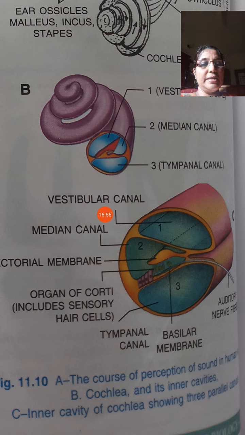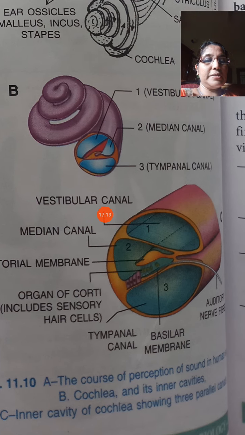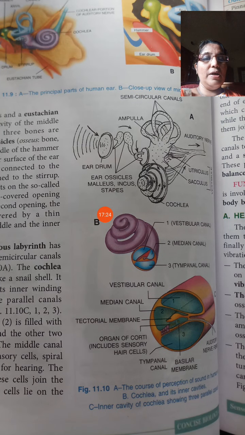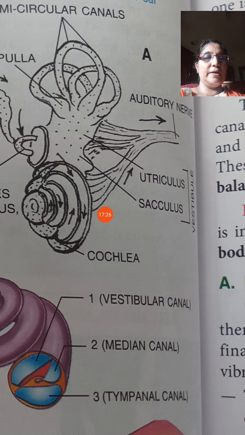Here you can see in the middle chamber the basilar membrane. Here the sensory cells are there. That part is known as the organ of Corti. Sensory hair-like cells are there that can catch the vibrations of the sound waves, and pass them through the auditory canal. Then the auditory canal conducts that message to the brain.